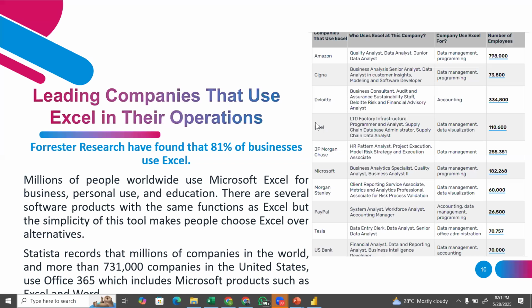Another one is Intel, right? JP Morgan. We have Microsoft itself. What do you think Microsoft is going to use? They are going to use Excel, right? We have Morgan Stanley, PayPal, Tesla, and United States Bank. In fact, most of the banks here in Nigeria use Excel. I've been to almost all the banks to help them do one or two things on their Excel.